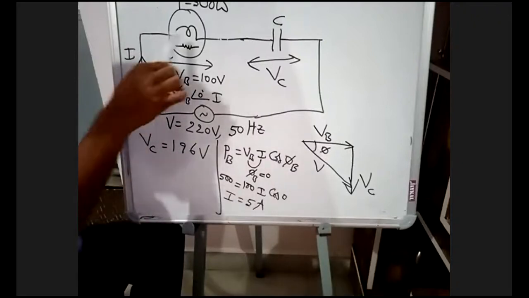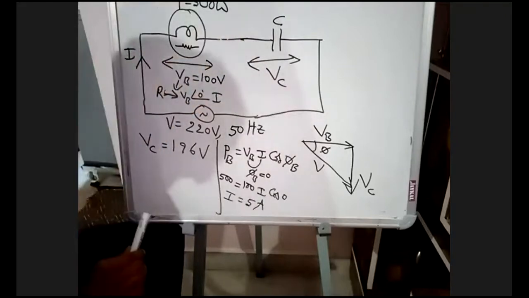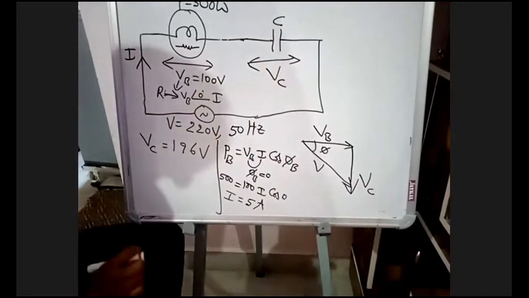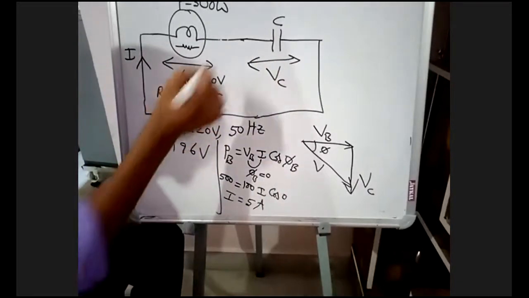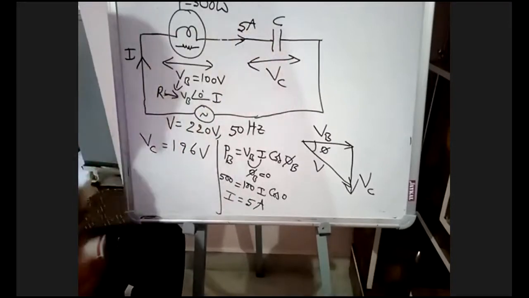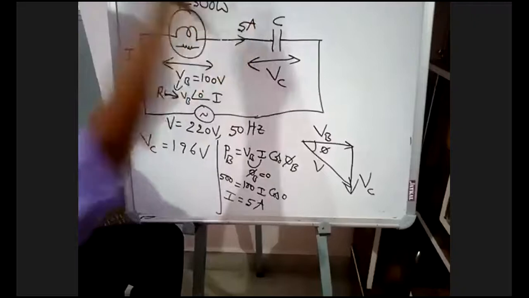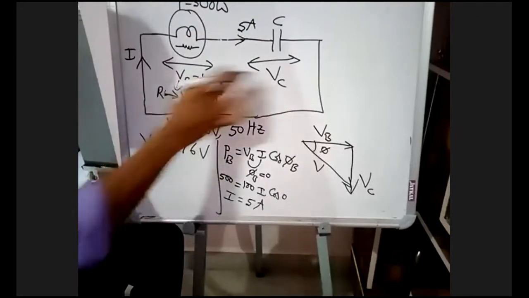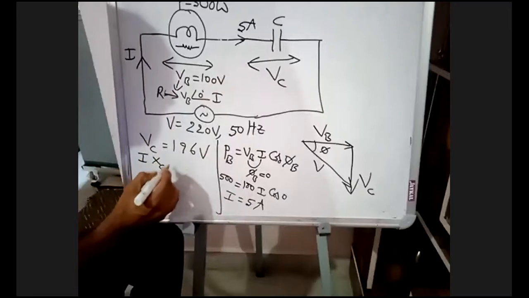Suppose the current in the bulb is 5 ampere, what is the current in capacitance? 5 amperes only, sir. Because in series the current will be the same. Whatever the current flowing in the bulb, the same current is flowing in the capacitance. And I know VC is equal to I into XC.